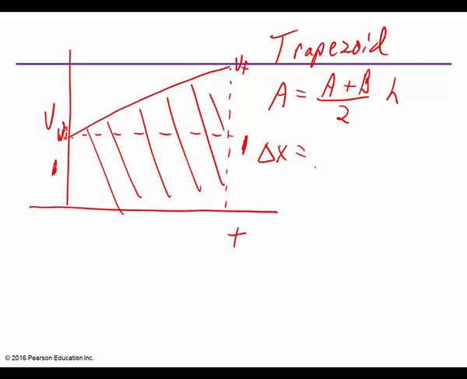We've got side A, which is V F, and side B, which is V I, and I'm going to call this the height. So delta X is V F plus V I divided by 2, and our height is delta T. And so there's another kinematic that is very useful. And that is really the average velocity. If you look at that right there, that's really the average velocity.